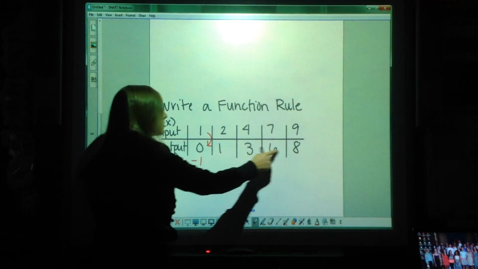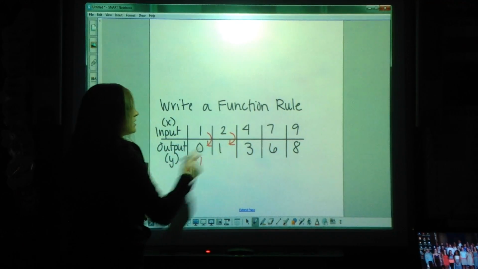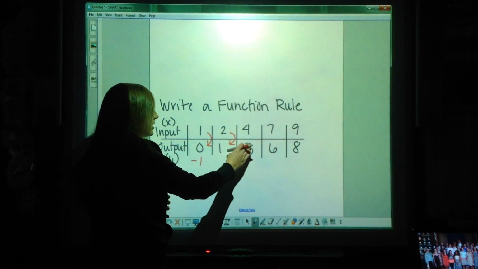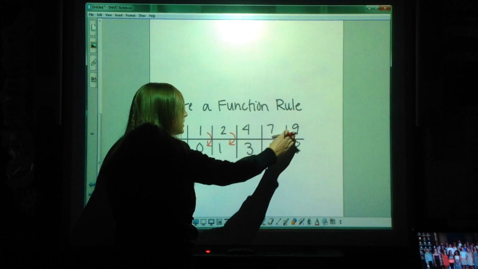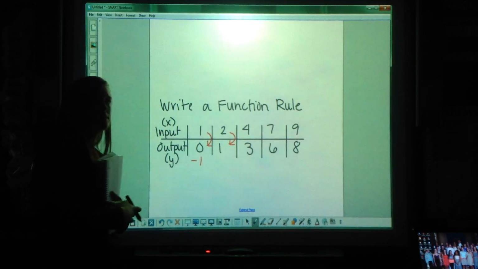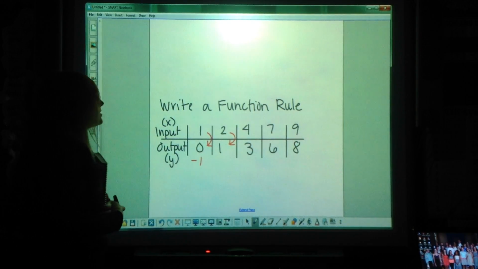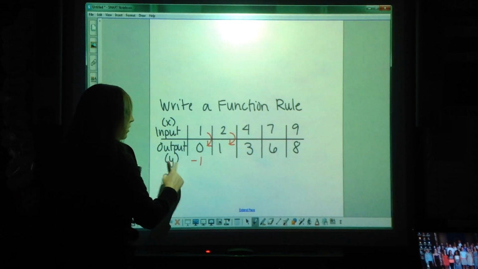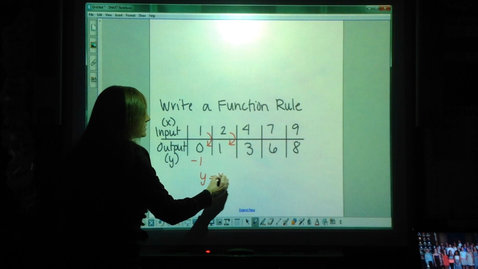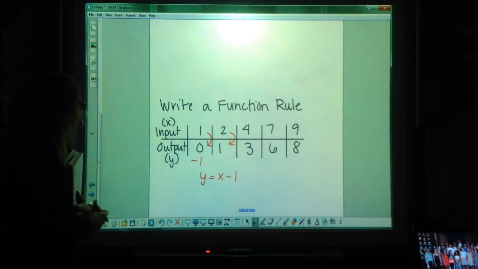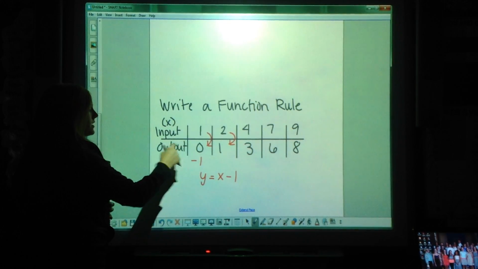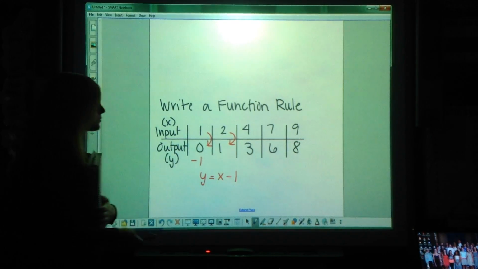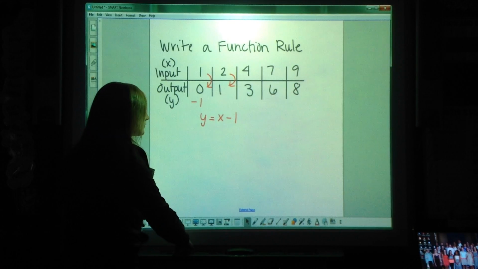Let's see if that rule works for the rest of us. From here to here, 2 minus 1 is 1. 4 minus 1 is 3. 7 minus 1 is 6. 9 minus 1 is 8. Once you find a rule that works for every input to output, you can write a function. To get y, I'm going to take x and I'm going to subtract 1. From the x's to the y's, I subtract 1. I just wrote a function rule. Your turn.